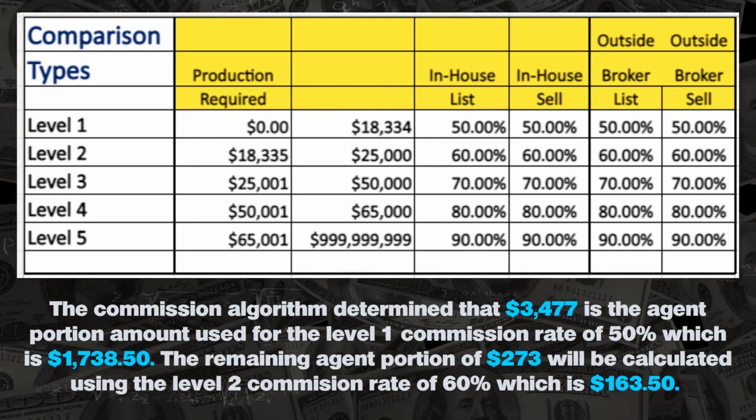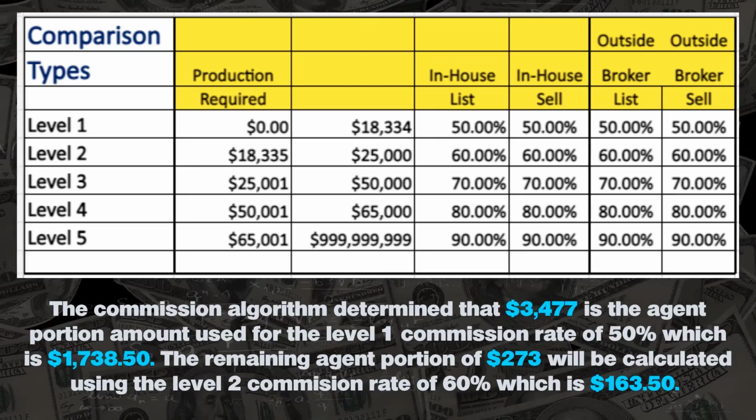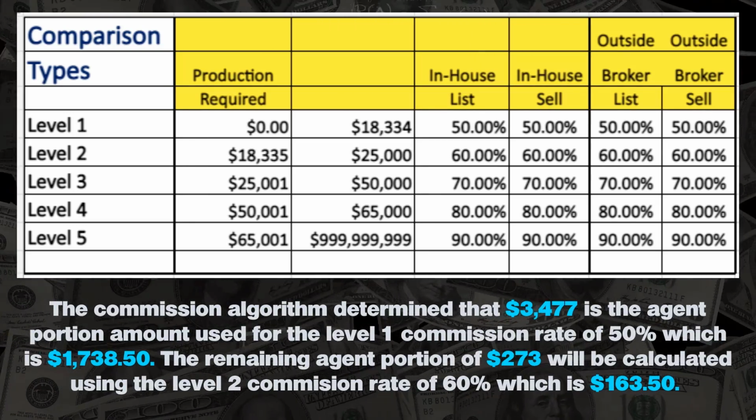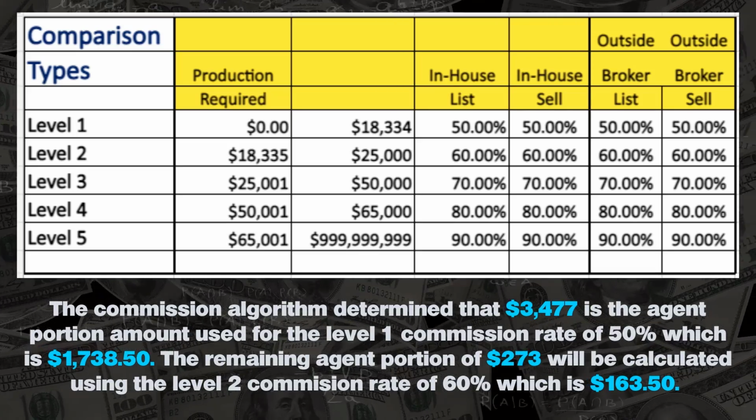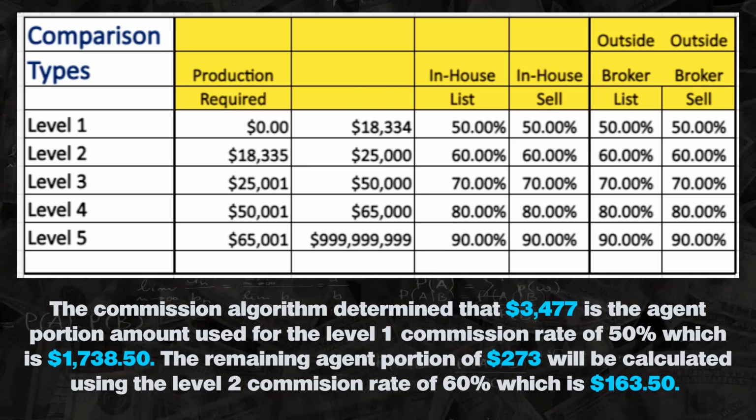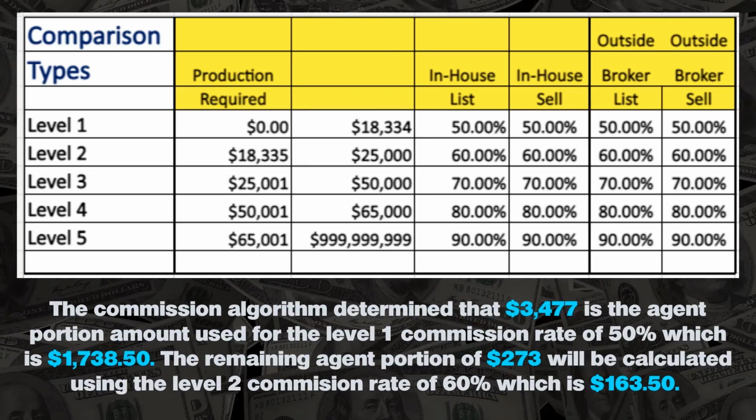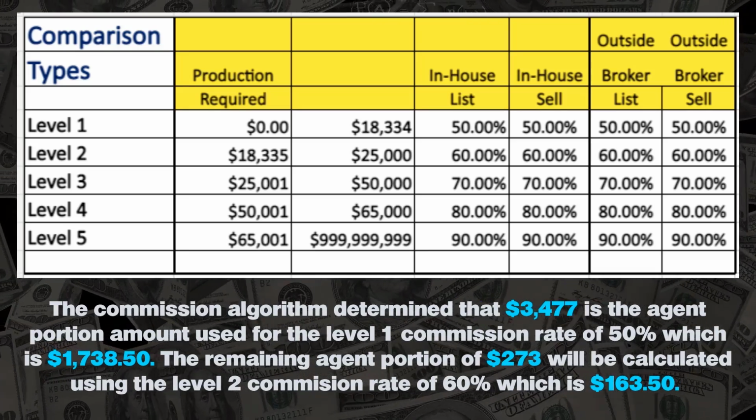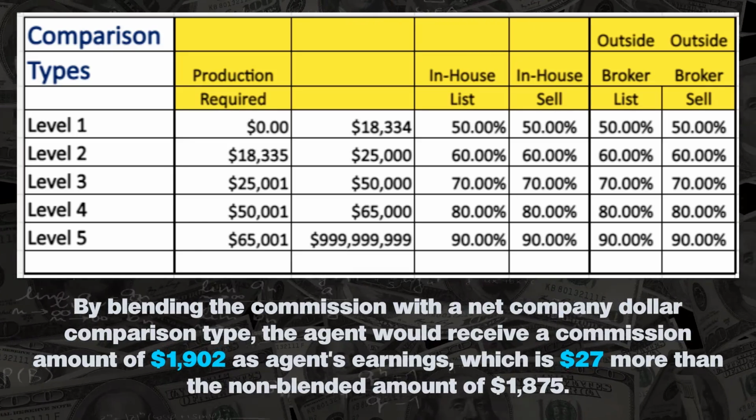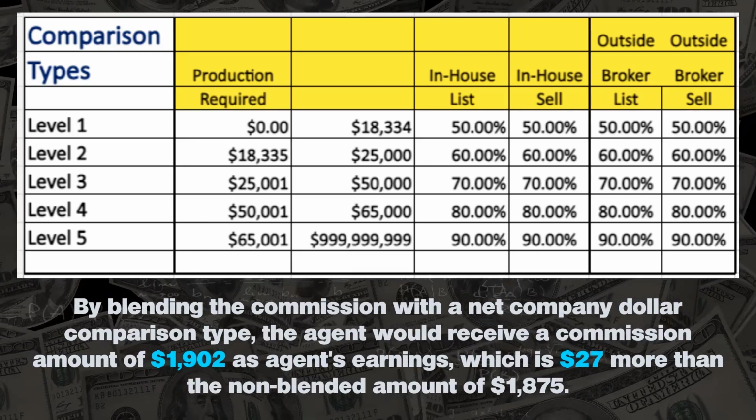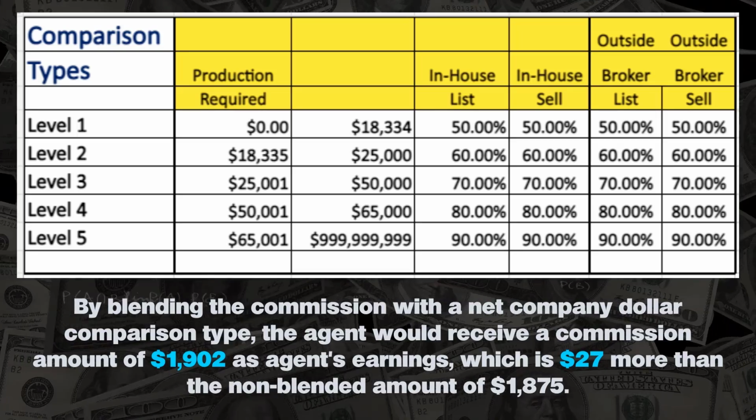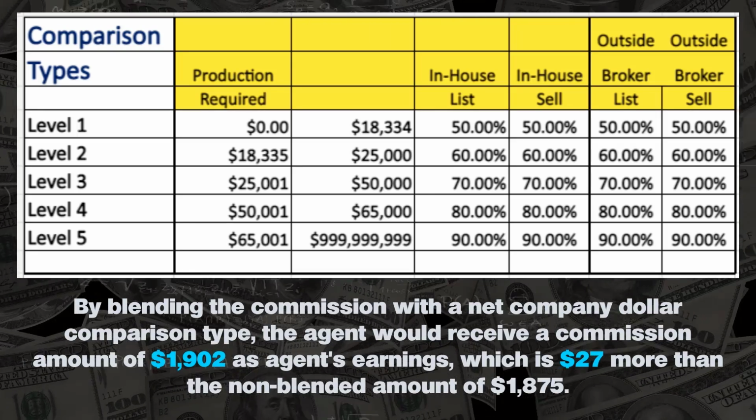The commission algorithm determined that the $3,477 is the agent's portion used for the Level 1 commission rate of 50%, which is $1,738.50. The remaining agent portion of $273 will be calculated using the Level 2 commission rate of 60%, which is $163.50. By blending the commission with a net company dollar comparison type, the agent will receive a commission of $1,902 as agent earnings, which is $27 more than the non-blended amount of $1,875.